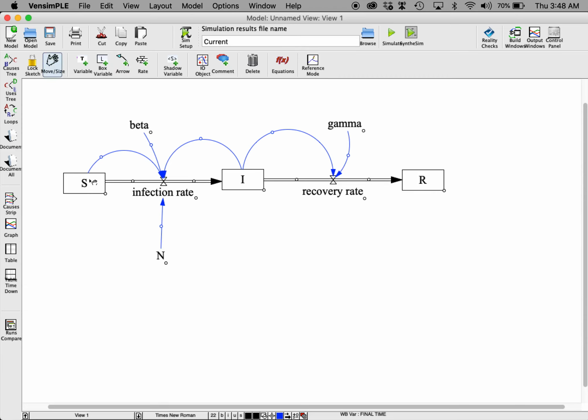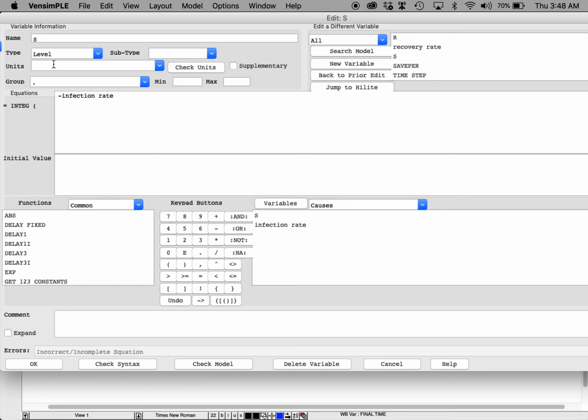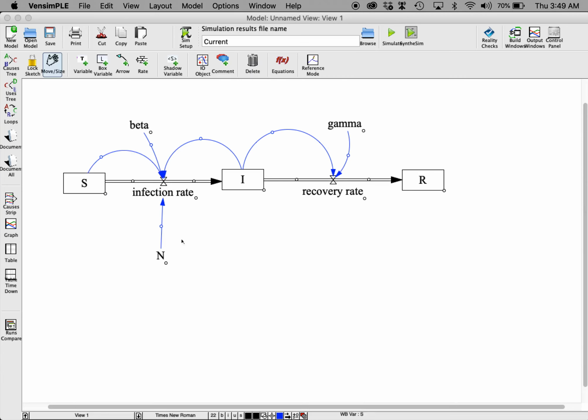Then we right click on the level S and choose equation, and we populate the units with people. It's just a level, so the units are people. The integration is minus the infection rate, it's an outflow. And we'll start with an initial value of the entire population, which we will make 1 million, just for convenience.